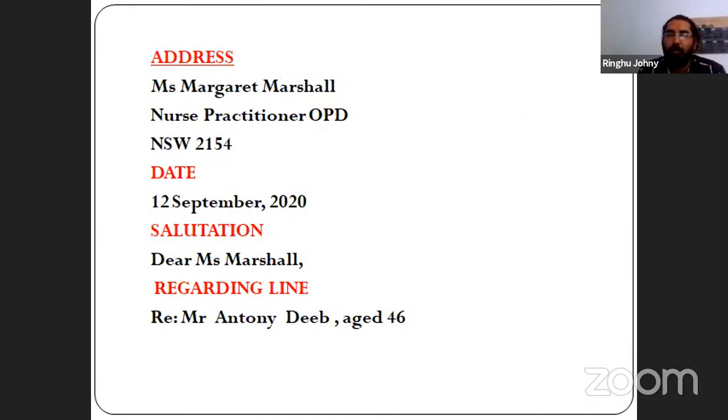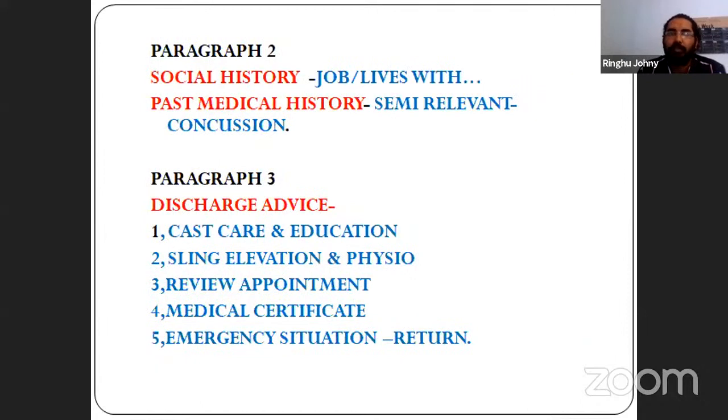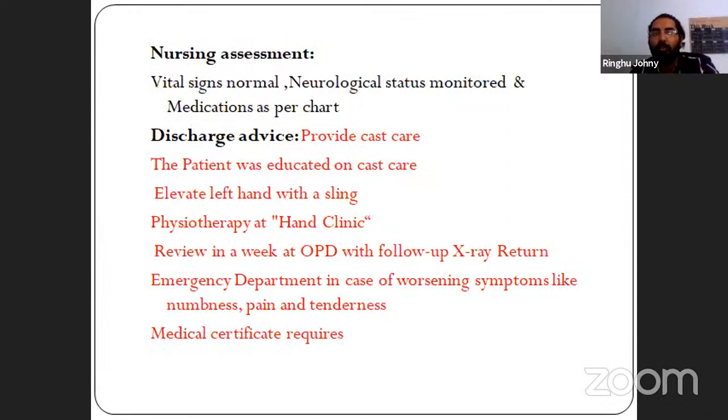I'll just repeat again one more time. Address, date, greeting line and regarding line, body introduction, 2 sentences, body paragraph, like we explained, admitted with the assessment, investigation, diagnosis, management, medications. Paragraph 2, social history and past medical history. Paragraph 3, discharge advice. Most of them have a habit of writing 1, 2, 3, 4, 5, 6, 7 sentences.